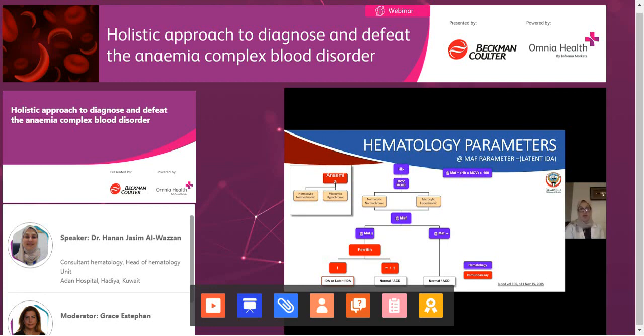Then you will do the MAF, which is the microcytic anemia factor. If the MAF is low, then it is either isolated anemia or combined anemia. So you will do the serum ferritin. If it is low, it could be isolated iron deficiency anemia, and if it is high, maybe it is combined anemia. And if the MAF is normal, then there are no microcytic cells, so it is anemia of chronic disease.